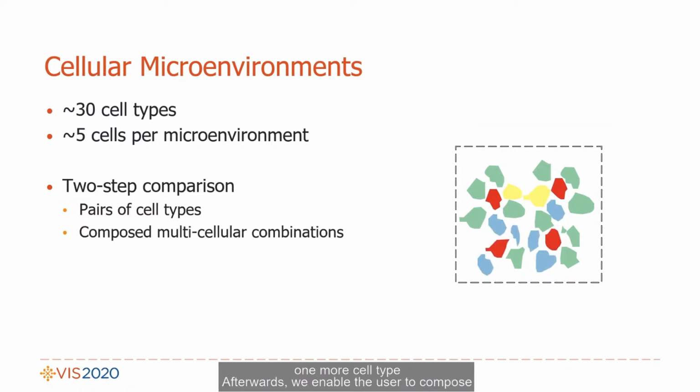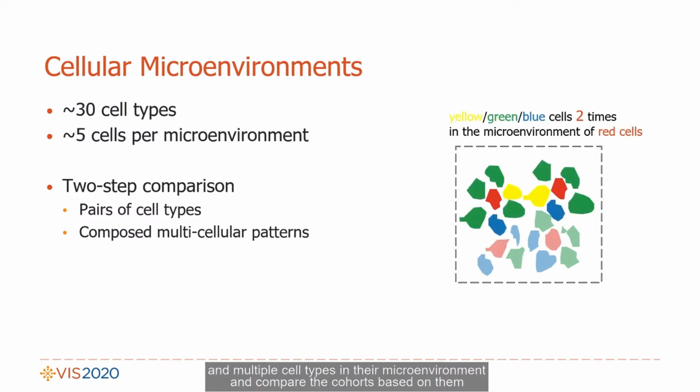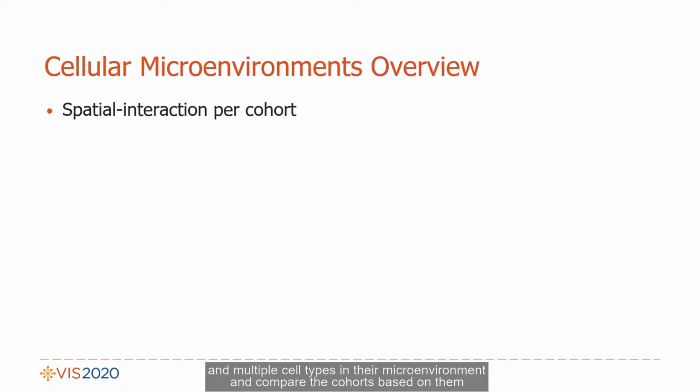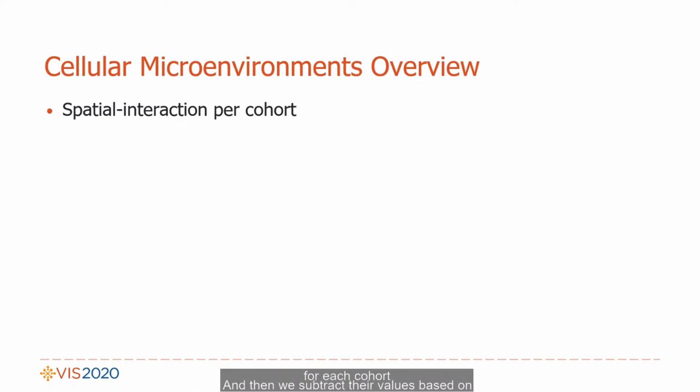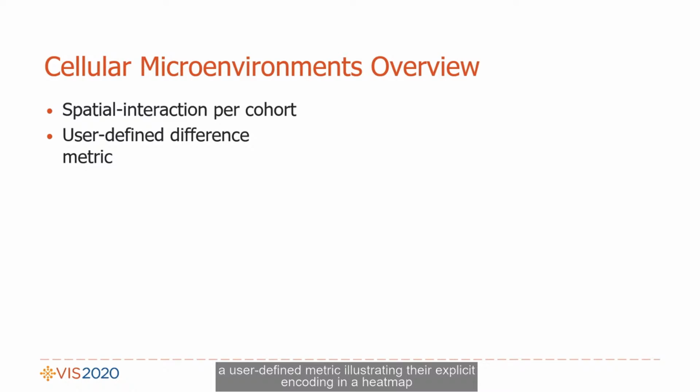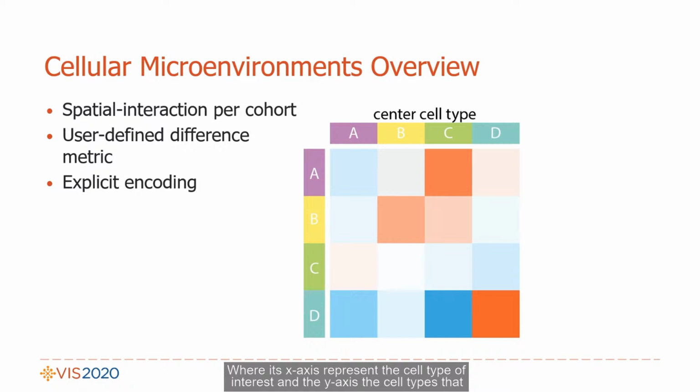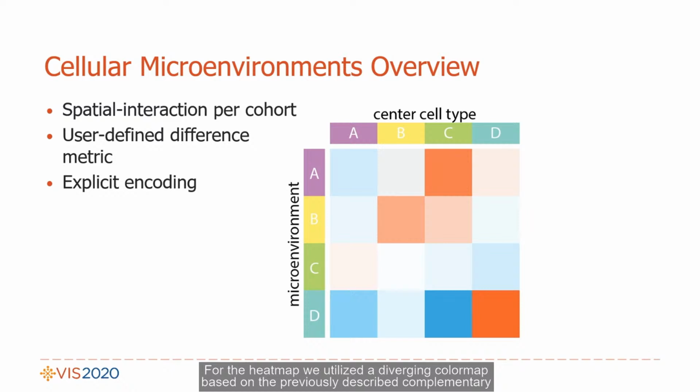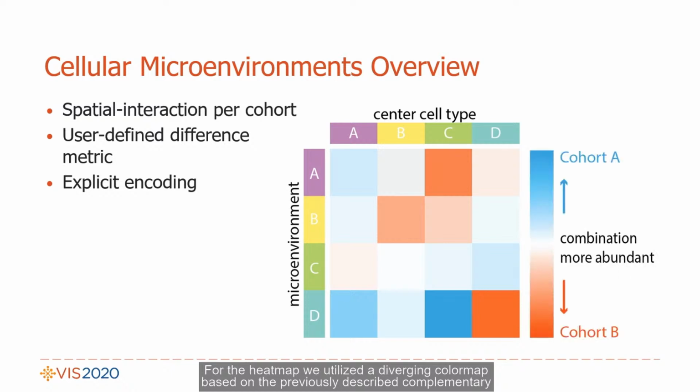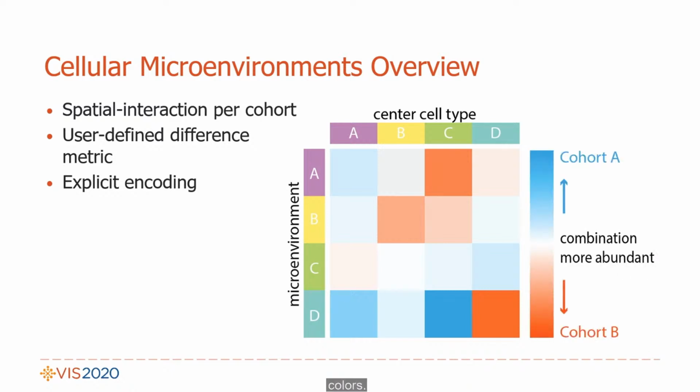Afterwards, we enable the user to compose combinations with specific cell types in the center and multiple cell types in the microenvironment, and compare the cohorts based on them. In the overview, we count the spatial occurrences in the same way we described before for each cohort, and then we subtract their values based on a user-defined metric, illustrating their explicit coding in a heatmap, where its x-axis represents the cell type of interest and the y-axis the cell types that exist in the microenvironment. For the heatmap, we utilized a divergent color map based on the previously described complementary colors.